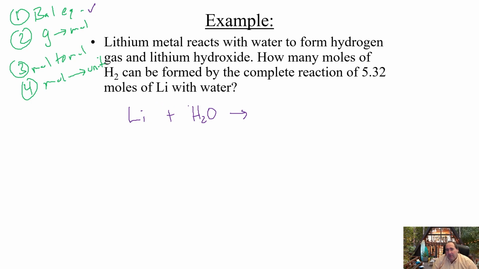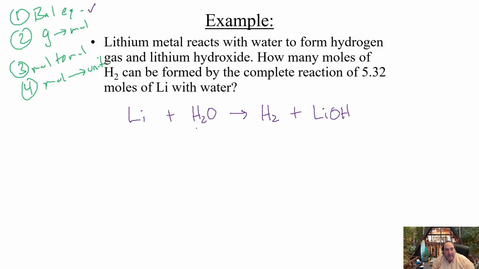That's going to form, which is the arrow, hydrogen gas. Remember hydrogen gas, oxygen gas, nitrogen gas, chlorine, fluorine, and so forth are diatomic molecules, so H2 is the proper formula there. And lithium hydroxide. Lithium is +1, hydroxide is -1, so we get LiOH at this point. Now that we have the unbalanced equation, remember that none of the stoichiometry part works if you do not have a balanced equation. So we need to do a little balancing.